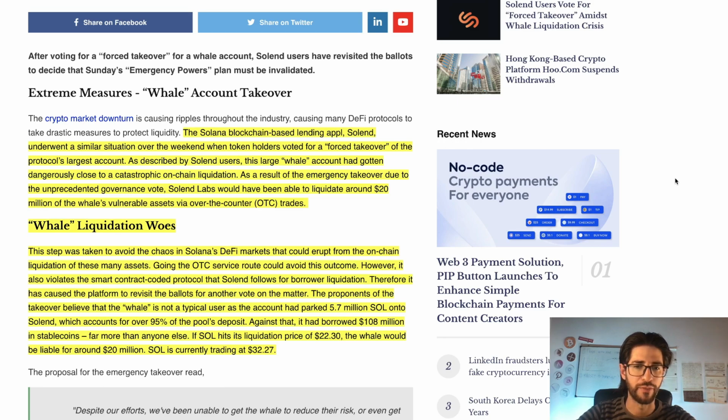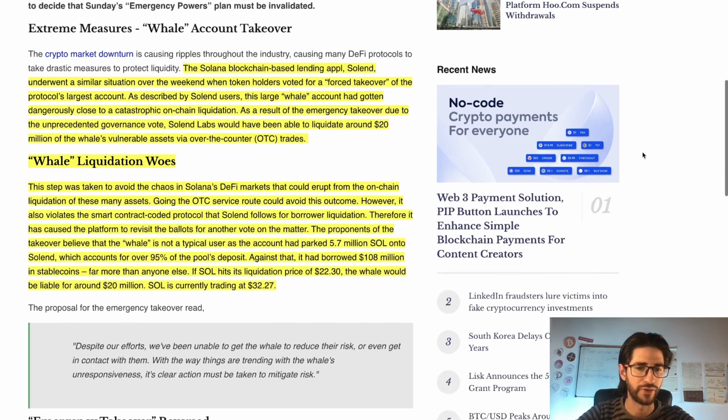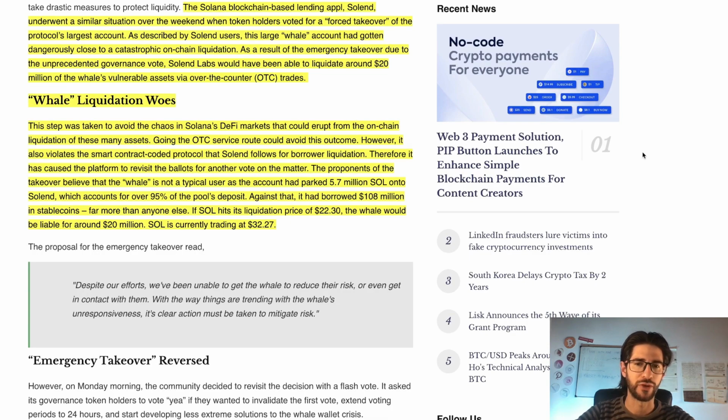As a result of the emergency takeover due to the unprecedented governance vote, Solend Labs would have been able to liquidate around 20 million of the whale's vulnerable assets via over-the-counter trades, OTC. So instead of liquidating all that into the market, they did it on the OTC, so that is why the market was not affected. This step was taken to avoid the chaos in Solana's DeFi markets that could erupt from the on-chain liquidation of these many assets. Going the OTC service route could avoid this outcome.